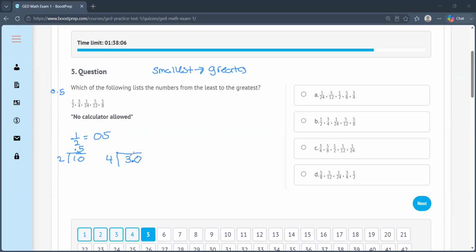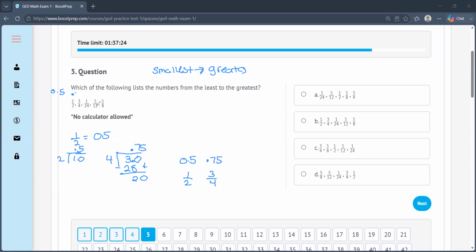How many times does four go into 30? Make sure you line up the decimal, so you put the seven above the zero. Seven times four is 28. Then 30 minus 28 is two. Then bring down the invisible zero, that is five. So this is going to be 0.75. That's very close to one. So here, let me write this up: 0.5 for the 1/2, 0.75 for the 3/4.